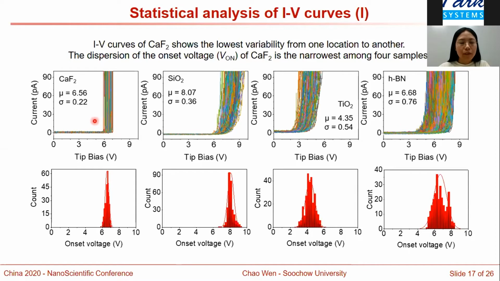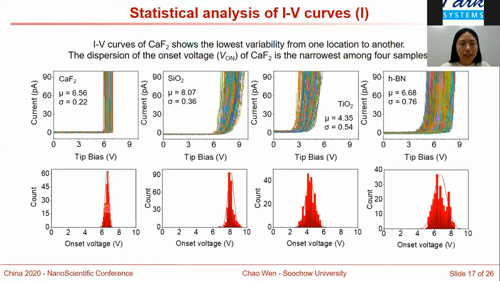And from these 4 IV plots, we can find that only the IV curves of calcium fluoride show an abrupt increase of current with very low leakage current. In silicon dioxide, titanium dioxide, and hexagonal boron nitride, the current rises very progressively with the increase of tip bias. So this means that in calcium fluoride, the abrupt increase of current is very unique.